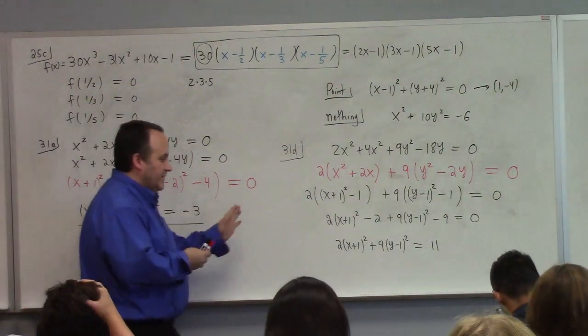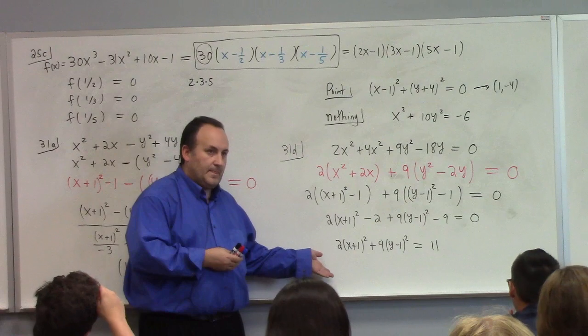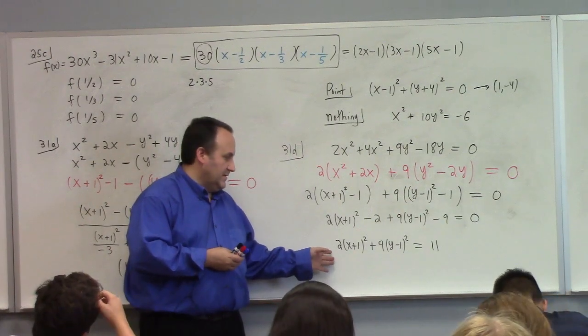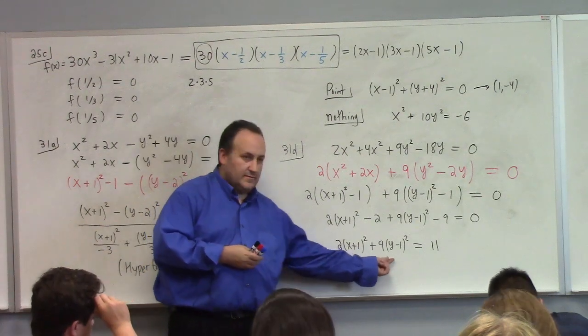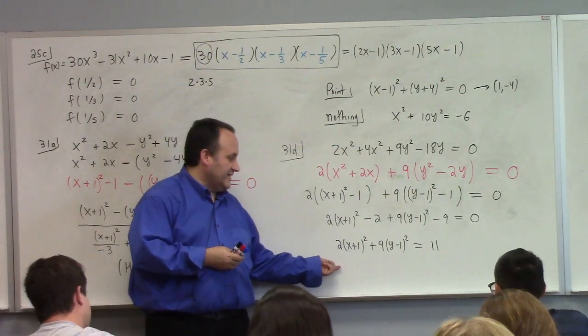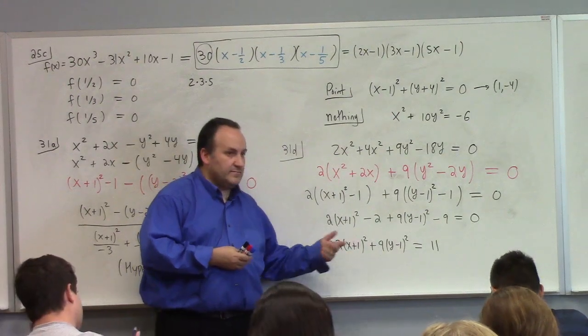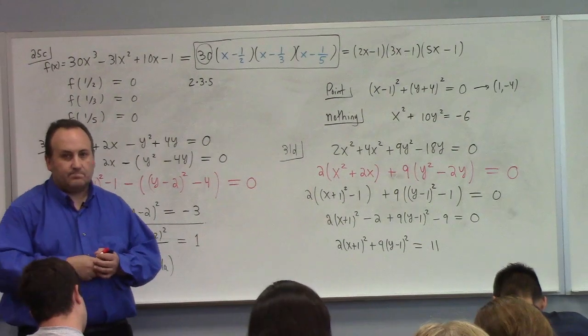If we have a sum of squares equal to a constant, but they're not the same weight, not the same numbers on each square, then this is an ellipse. So this is actually an ellipse centered at (-1, 1). And we could figure out the radii, but I didn't ask you about that.